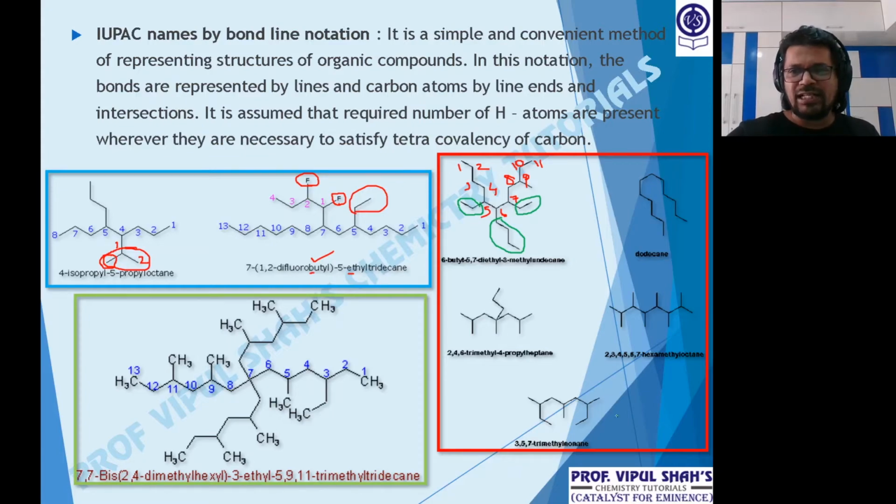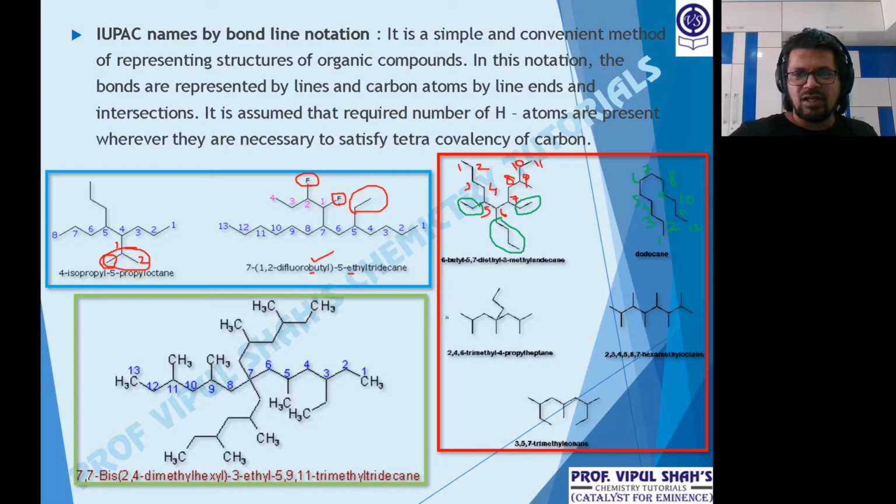Okay. Now see the next one. Now this is directly 1, 2, 3, 4, 5, 6, 7, 8, 9, 10, 11, 12. Without any branch, just 12 carbon atoms in a continuous chain. As I said, continuous doesn't mean in a straight line. It can go up, can go down, but it should be continuous without branching. So 12, dodecane, that's the IUPAC. Clear?